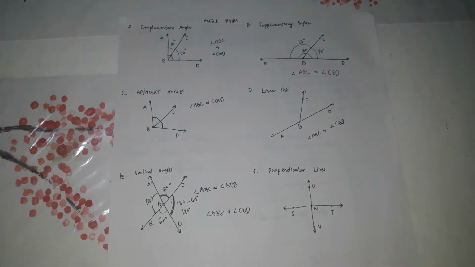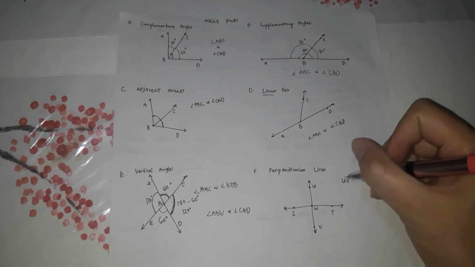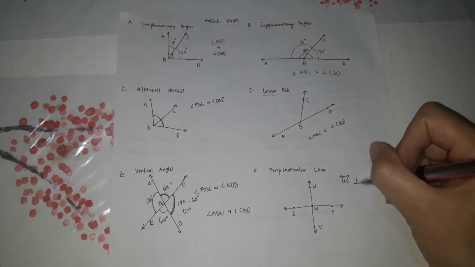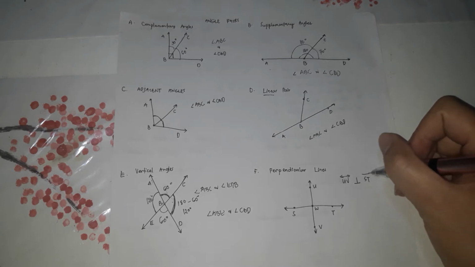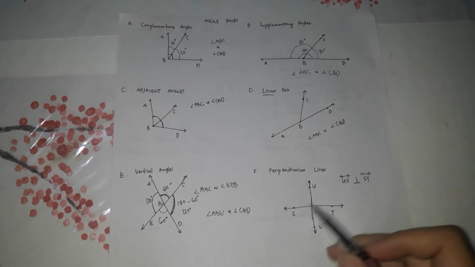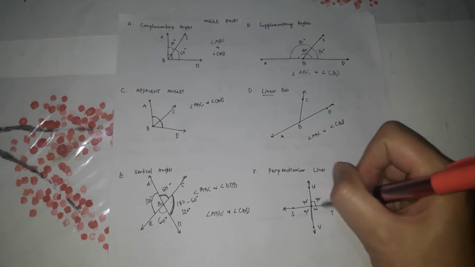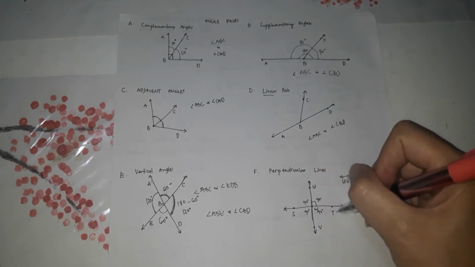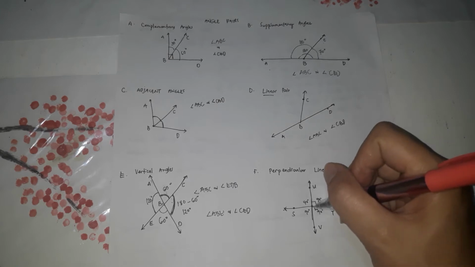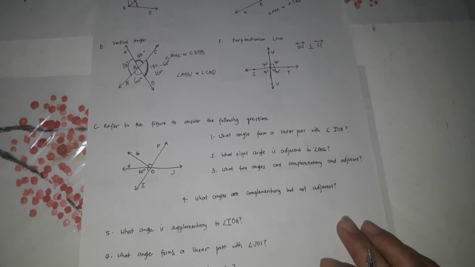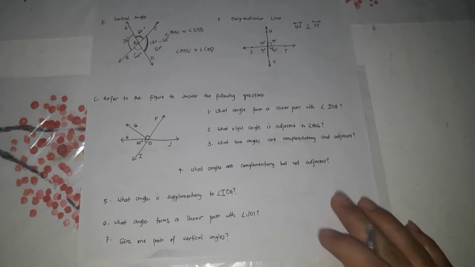Next, perpendicular lines. This is not an angle pair, but they are two perpendicular lines. So line UV is perpendicular to ST. Ito na line is perpendicular to this one because it formed 90 degrees. So this is 90 degrees, ibig sabihin this is also 90 degrees, 90 degrees, 90 degrees. So angle UWT is 90 degrees, angle UWS is 90 degrees, so on and so forth. So we're going to answer an activity. Refer to the figure to answer the following questions.